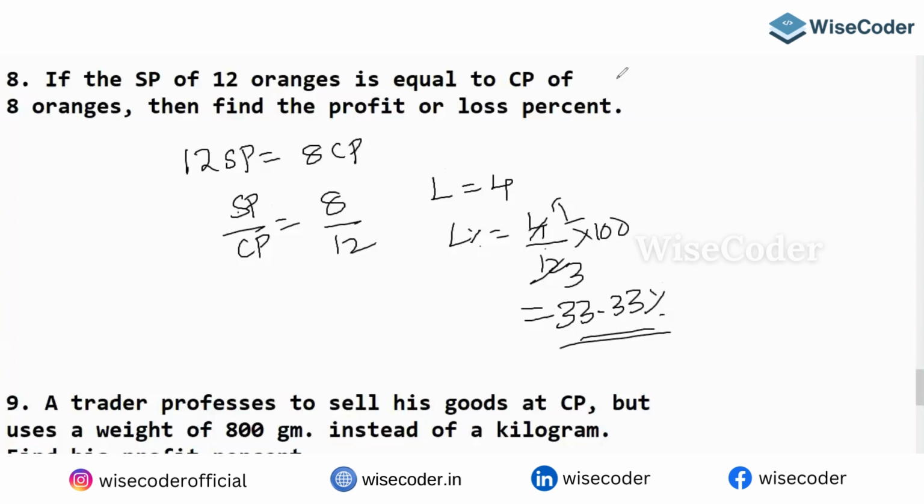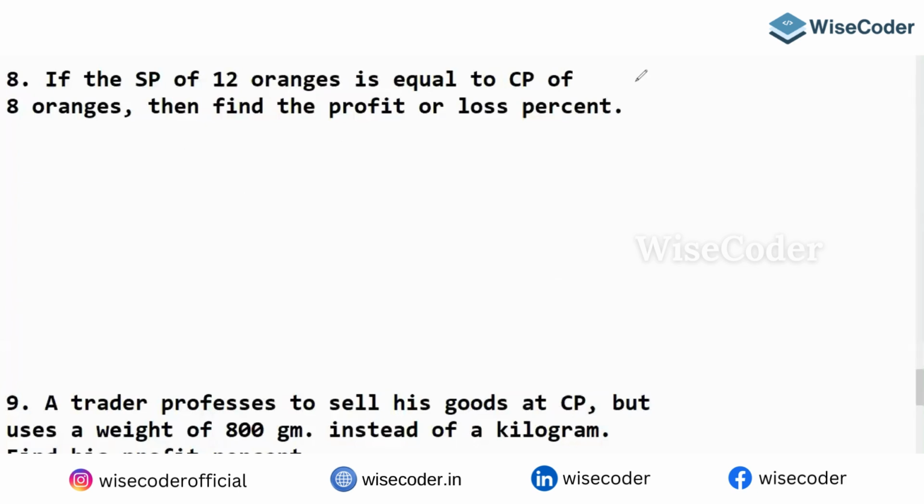But the point is, if you are doing it like this, it will take a lot of time to calculate. What is the best way to solve? I told you, SP of 12 oranges equals CP of 8 oranges. Guys, listen. There are 12 oranges. He sold all the 12, but he is getting only the cost price of 8 oranges. Whatever you bought for 8 oranges, that price only you'll get.